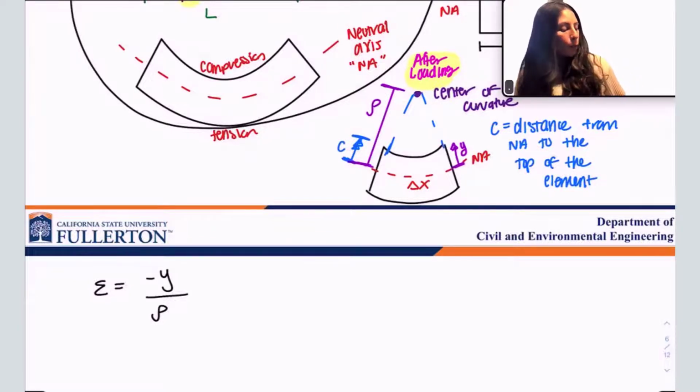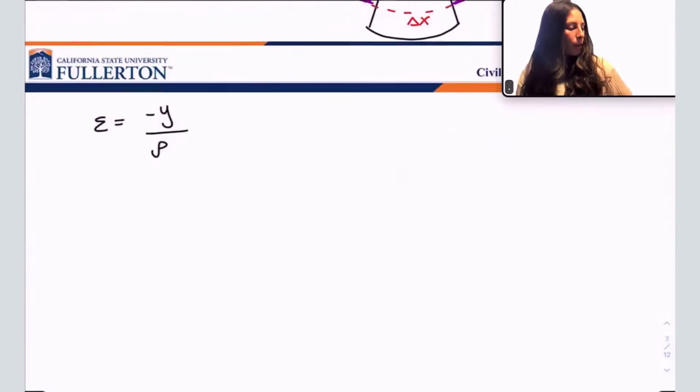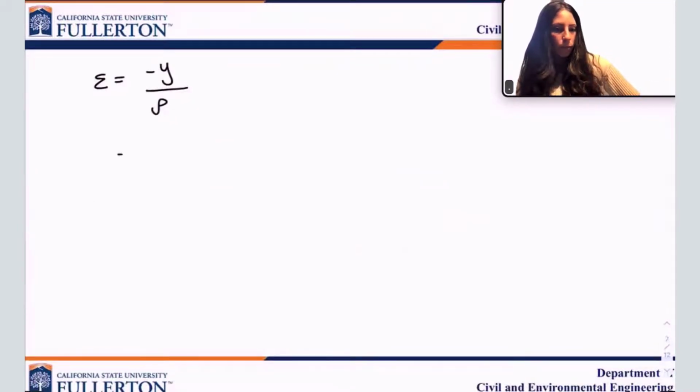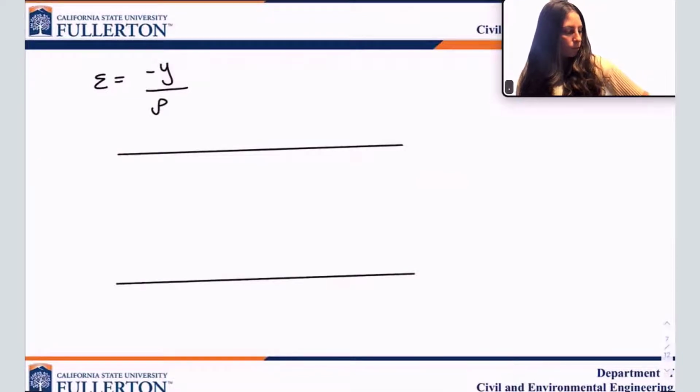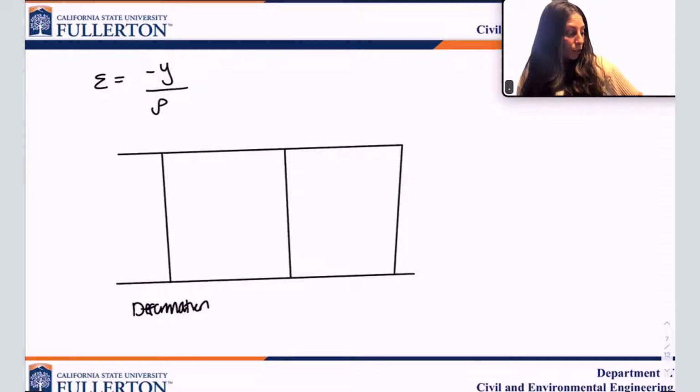Now, we know that the normal strain varies linearly across the cross-section of the element. So I'm going to quickly draw the cross-section of the element here. I'm going to show you the deformation. I'm going to show you the strain profile, and then we're going to get the stress profile so that we can actually get to the flexure formula.